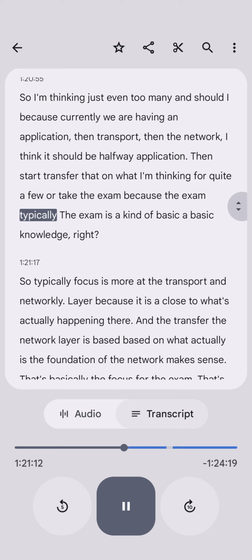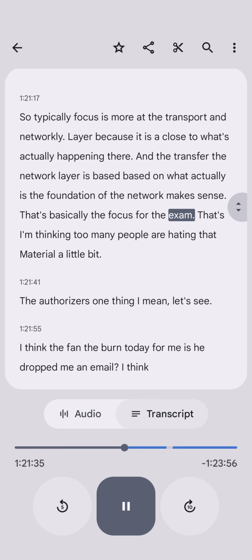Because the exam is typically a kind of basic knowledge, right? So typically the focus is more on the transport and the network layer. Okay. So the application layer is close to what's actually happening there, and the transport and network layer is based on what actually is the foundation of the network. Makes sense? That's basically the focus for the exam.